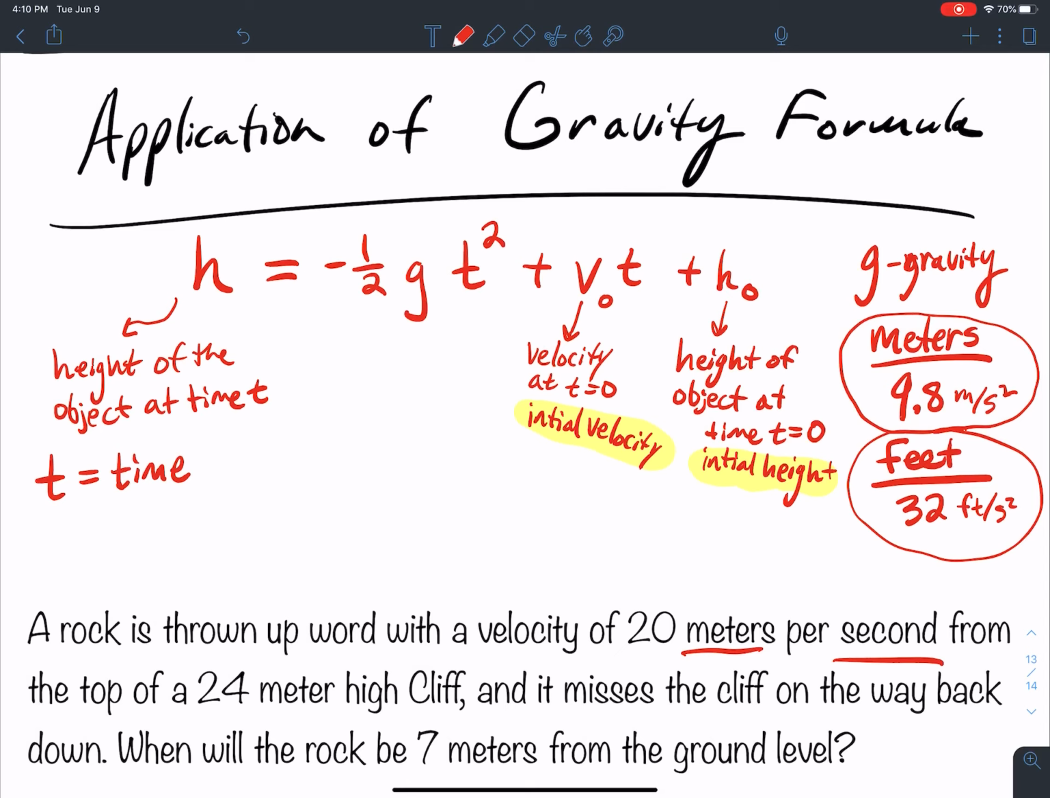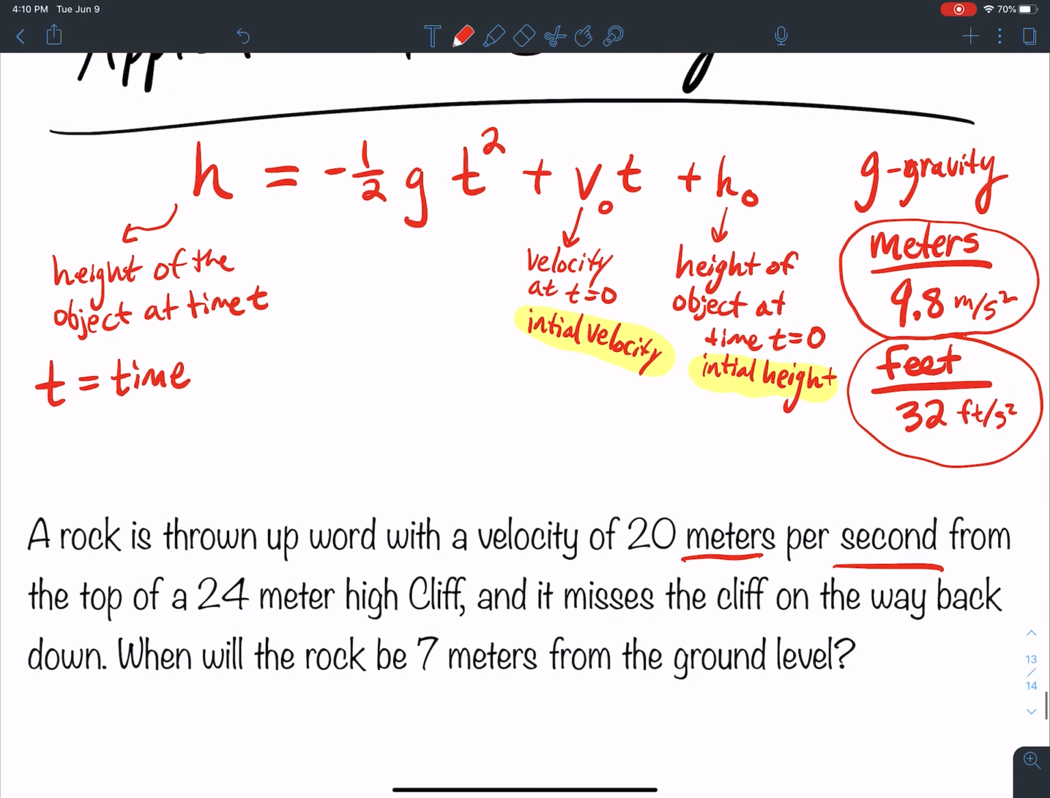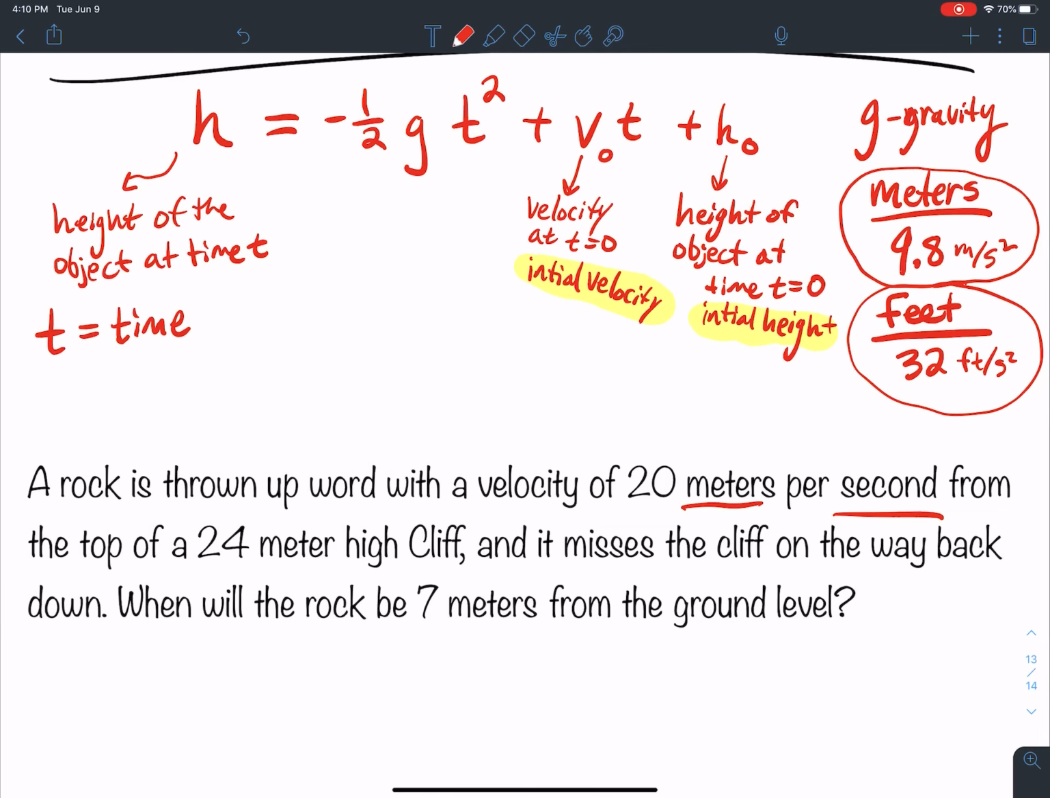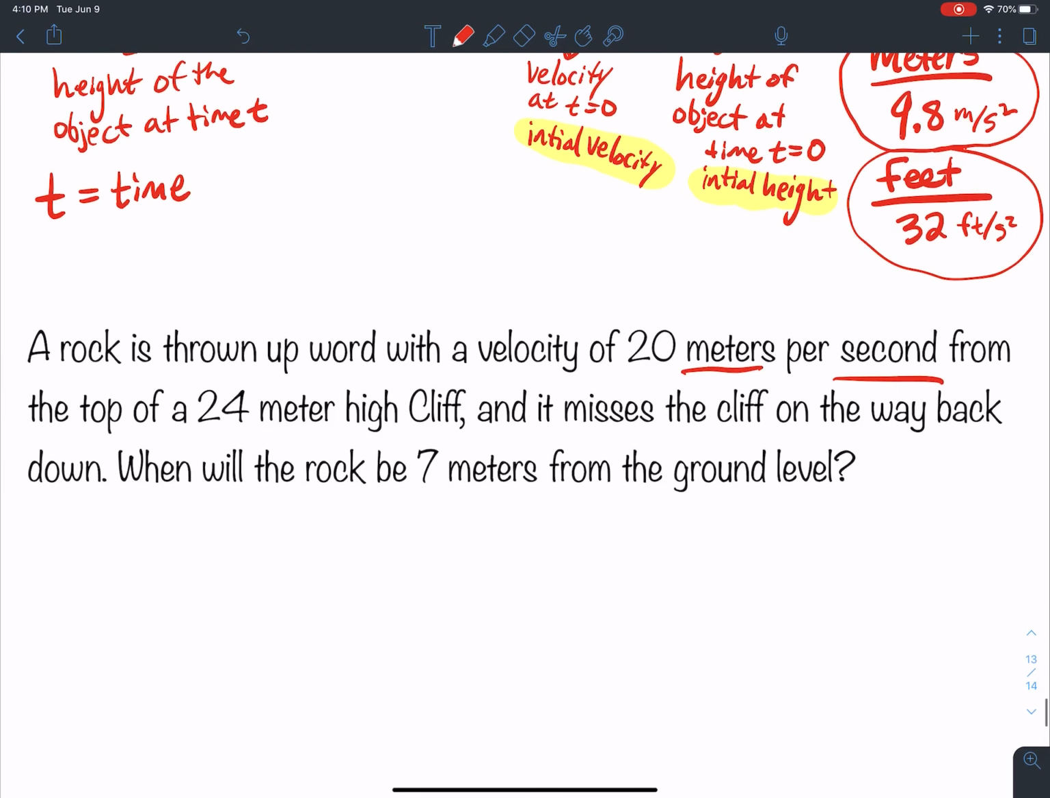So what are we going to do here? We're going to take this formula, and we're going to try to solve this problem here, okay? So a rock is thrown upwards, all right, upwards, with a velocity of 20 meters per second, okay, from the top of a 24-meter high cliff, and it misses the cliff on the way back down, okay? The question is, when will the rock be 7 meters from the ground?